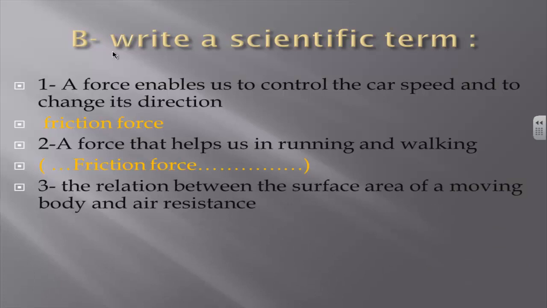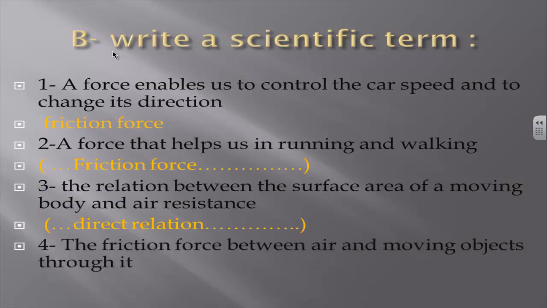Question number three: the relation between surface area of a moving body and air resistance. When you see the word directly, it will be a direct relation. Question number four: the friction force between air and a moving object through it. Amazing. Air resistance.